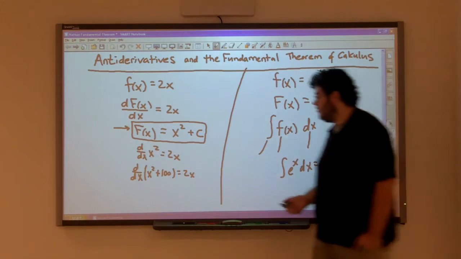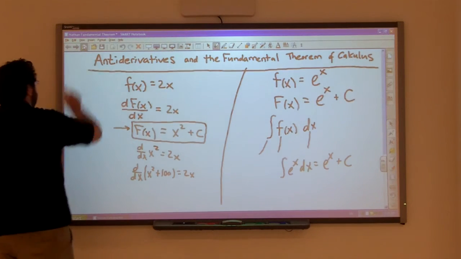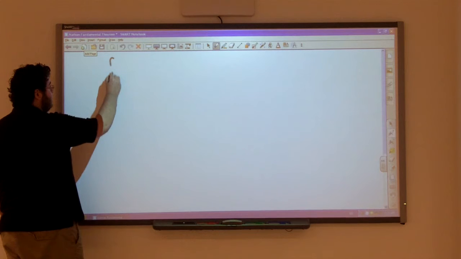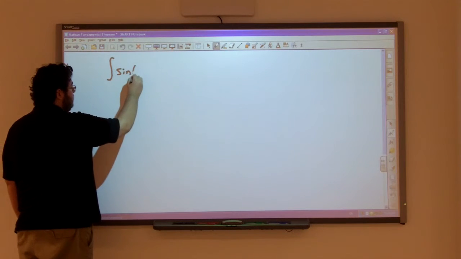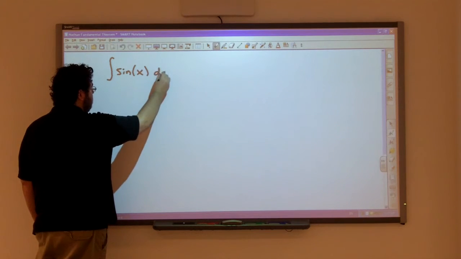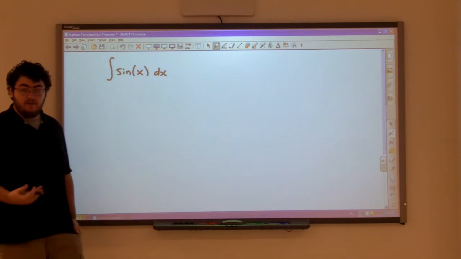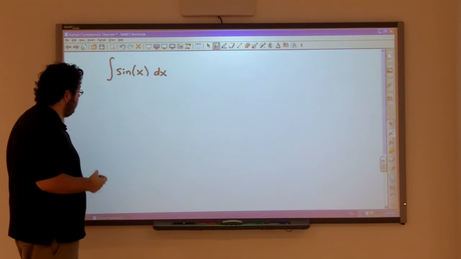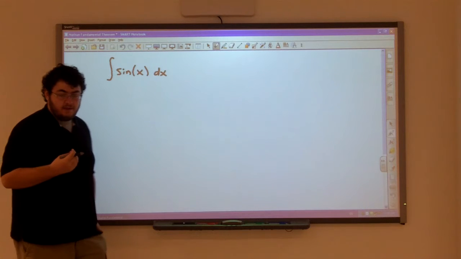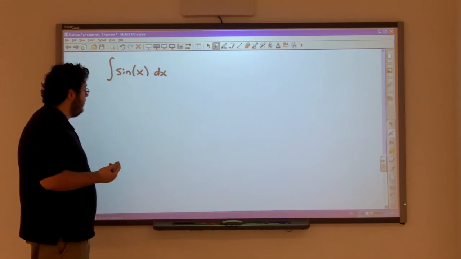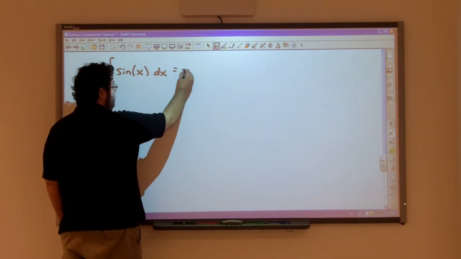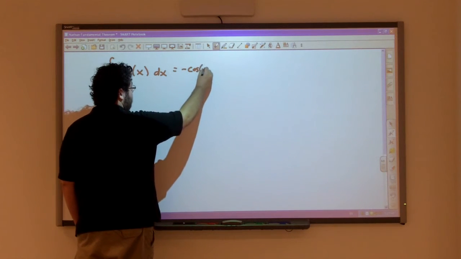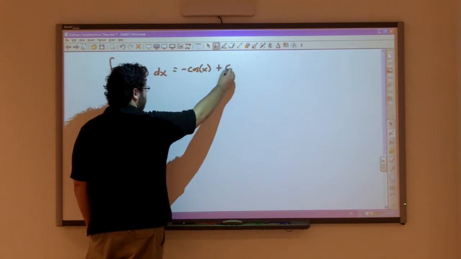So let's calculate a few more for practice. I want to know what is the integral of, let's say, sine of x. So what do we take the derivative of to get sine of x? Well, you may think cosine right off the bat because you're used to doing that for derivatives, but remember that when you take the derivative of cosine, you get a negative. So what it's going to be is negative cosine of x plus c.